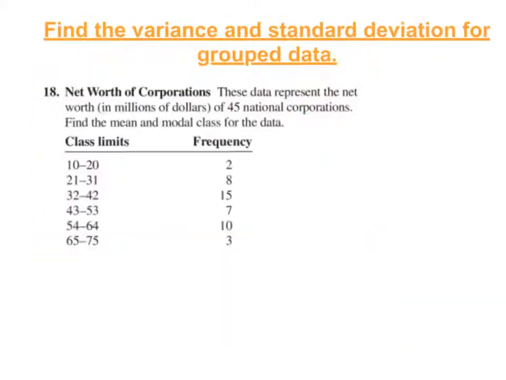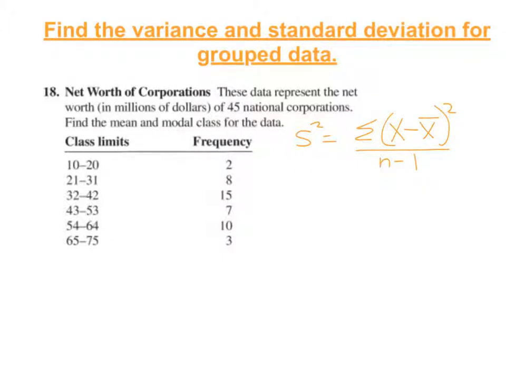Let's begin. We are going to go back to the example of the net worth of corporations and take a look at how to calculate the standard deviation and the variance for that. You'll remember that the formula for variance is the sum of every point minus the mean squared. So you take the point minus the mean squared, divide it by n minus 1. That is the formula for sample variance.